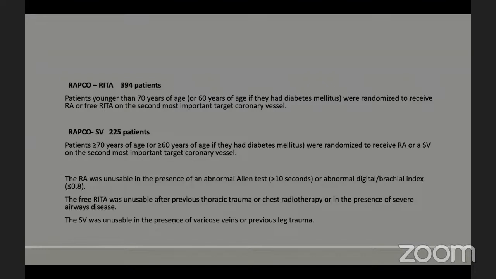The radial artery was unusable in the presence of an abnormal Allen test, 10 seconds or more, or an abnormal digital brachial index of 0.8 or less. The free right internal thoracic artery was unusable after previous thoracic trauma or chest radiotherapy, or in the presence of severe airway disease. The saphenous vein was unusable in the presence of varicose veins or a previous leg trauma.